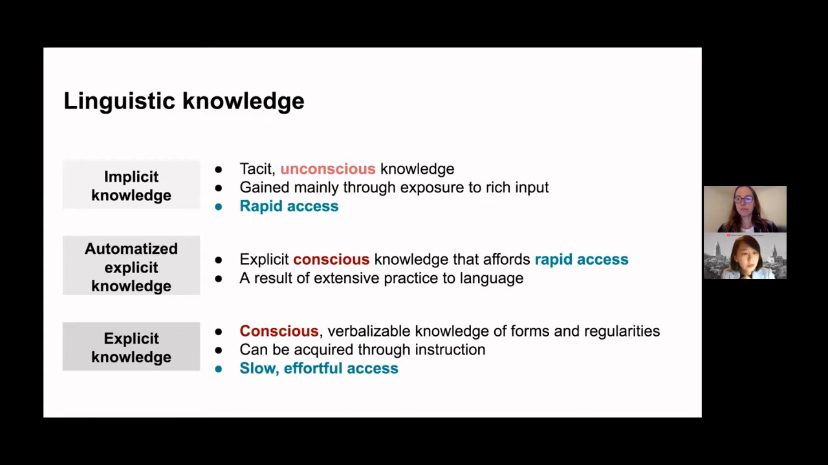However, through practice, this explicit knowledge becomes automatized, where we still have this conscious verbalizable knowledge of the rules, but we can access it more rapidly. And of course, there is implicit knowledge, which is unconscious knowledge of linguistic rules. We gain this mainly through exposure to rich input, and we can use this knowledge very spontaneously and intuitively.